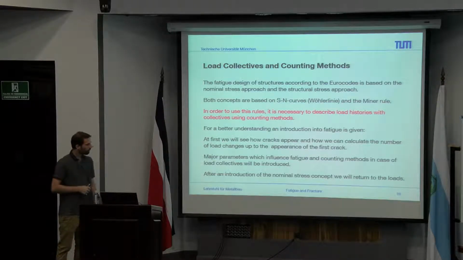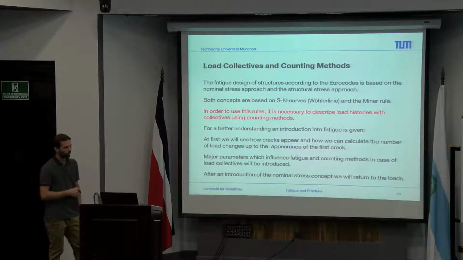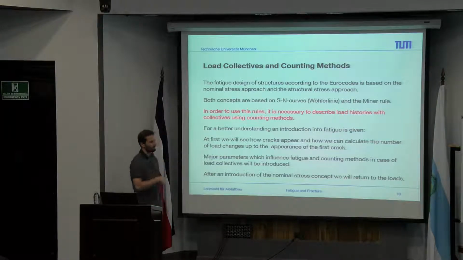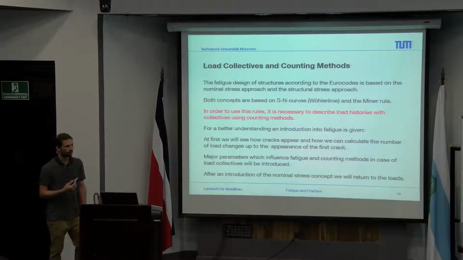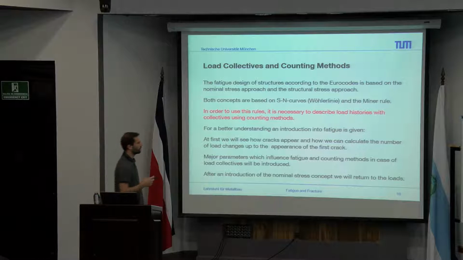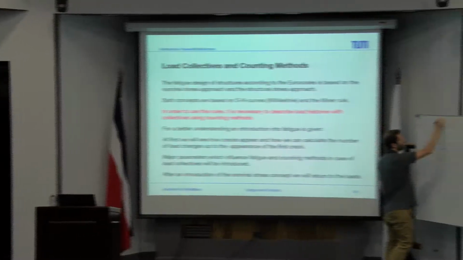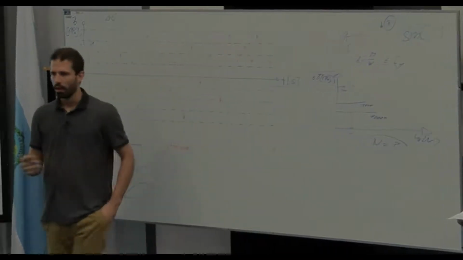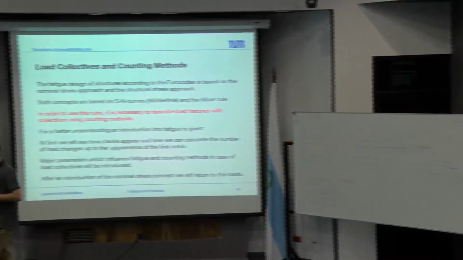So now, to get the information on what we want to do with our loadings, we collect the information in load collectors, and at the end the methods we have to use are different counting methods. The counting methods are just giving you the information on the delta sigma, so the value which we want to have, and also at this level the amount of cycles which are in your time signal.